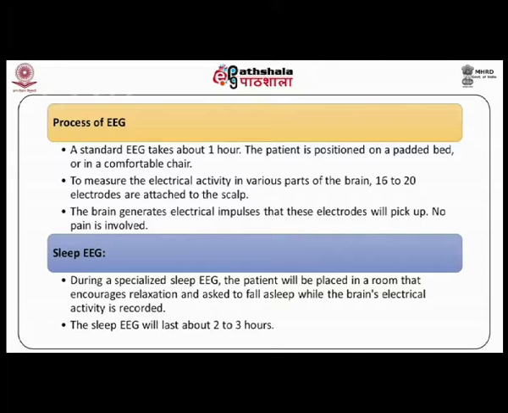The patient is positioned on a padded bed or in a comfortable chair. To measure the electrical activity in various parts of the brain, 16 to 20 electrodes are attached to the scalp. The brain generates electrical impulses that these electrodes will pick up. No pain is involved.